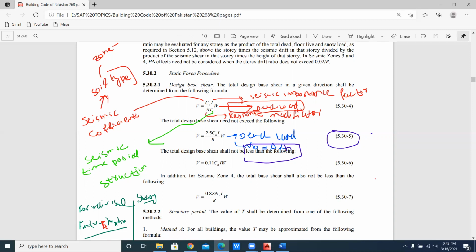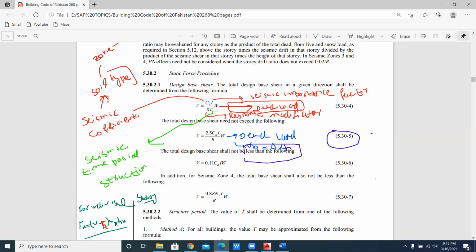SMRF is the building that gives detail about the ductility. It is also a moment resisting frame. OMRF is also a moment resisting frame, but it does not give any detail about the ductility. What is ductility? Ductility is when you apply force on the material, how much ability it has to deform. That is how ductile the material is.